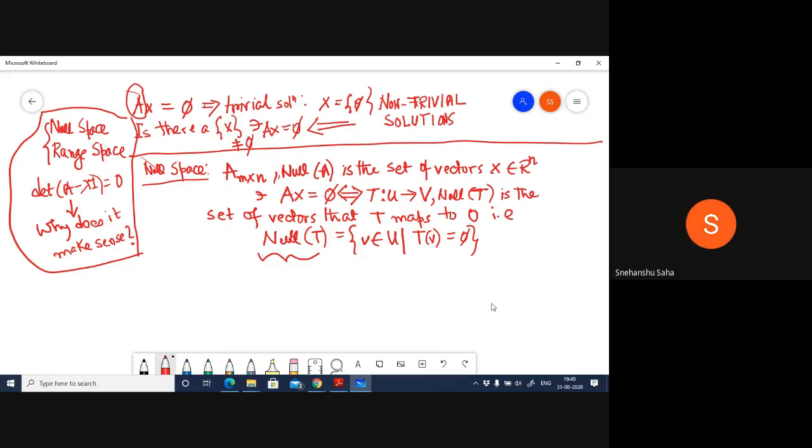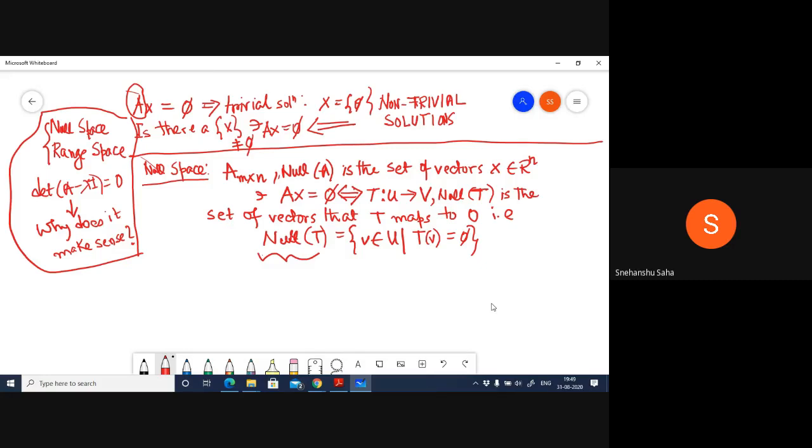But more importantly, it's a post facto verification. Null of T first of all is a subset of V, with a particular operation, T of v is equal to the 0 vector. Now, in order to show that null of T is a subspace of the vector space U, you have to first convince yourself that this is a non-empty set.